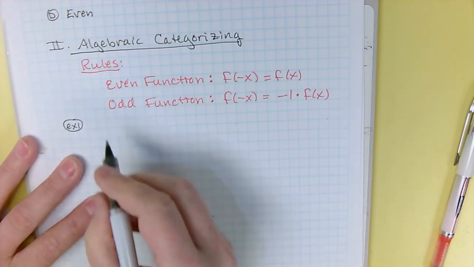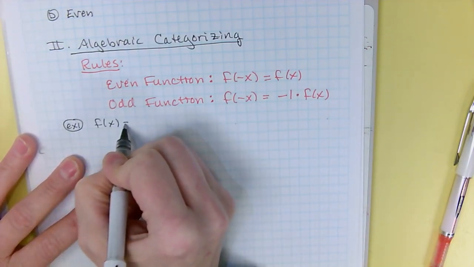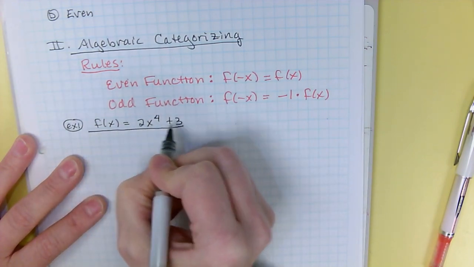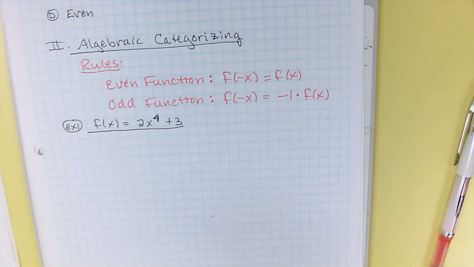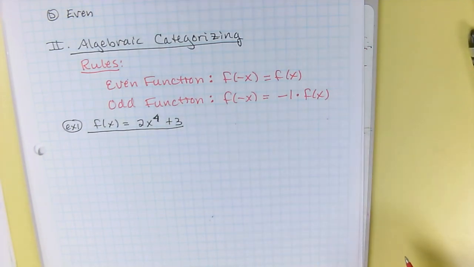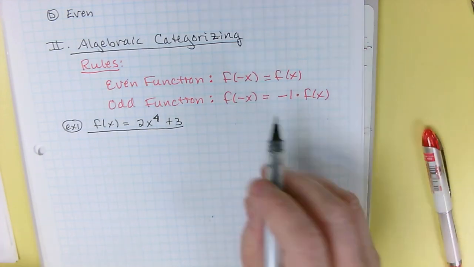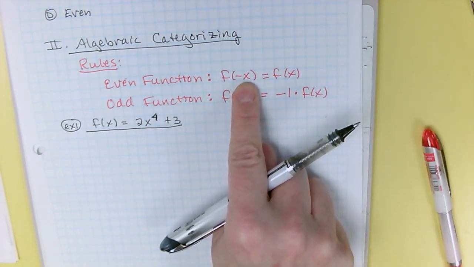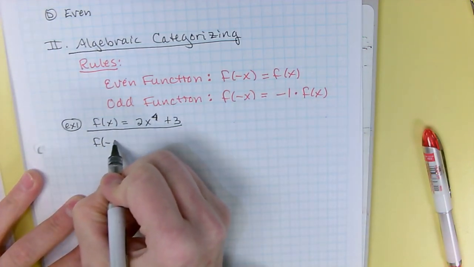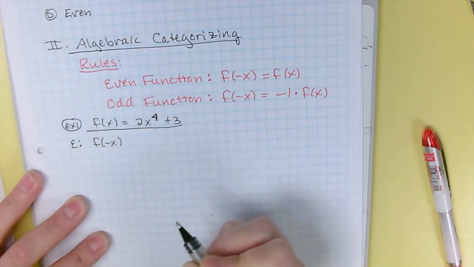All right, so let's do an example. Let's say you've got f of x equals 2x to the 4th plus 3, and we want to know, is it even, odd, or neither? Okay, so most people do the even test first. And if that fails, they try the odd test. So the even test says if I replace every x with a -x, I get what I started with. That's what that means. So we find f of -x, and again, this is your even test.